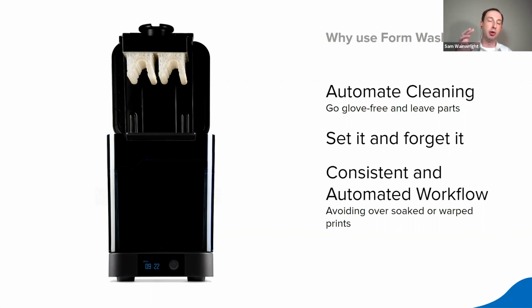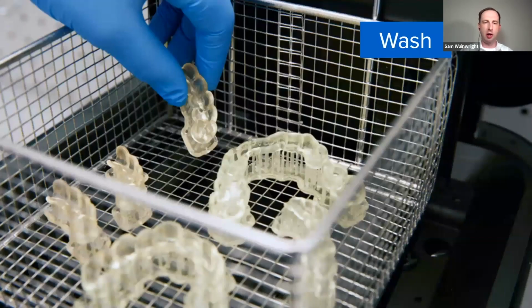And you could put the build platform directly on it and wash it. I don't really recommend that. I like to take off my parts and put them in this sort of deep frying basket. It washes the parts for you. You set a time, say 10 minutes. Once it's done, it comes out, and when it's up, it's actually sealed so the IPA isn't evaporating.